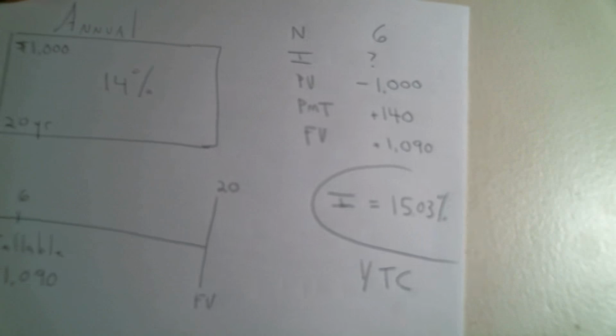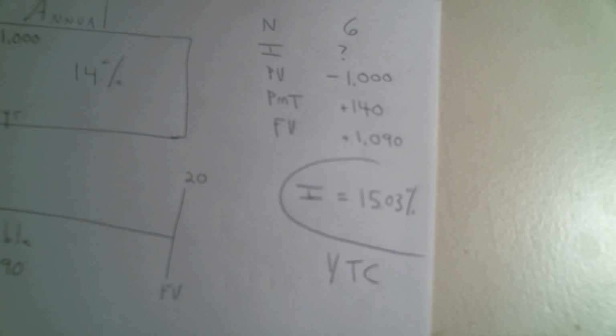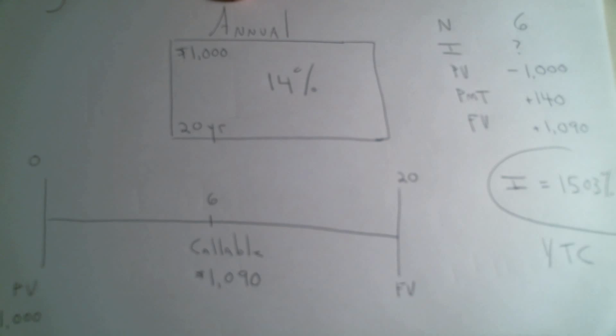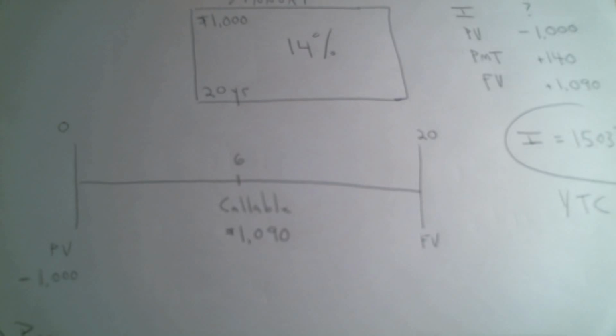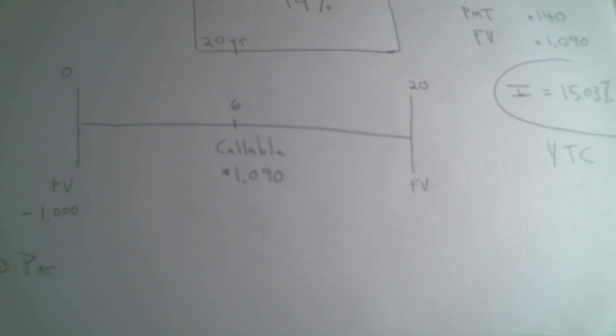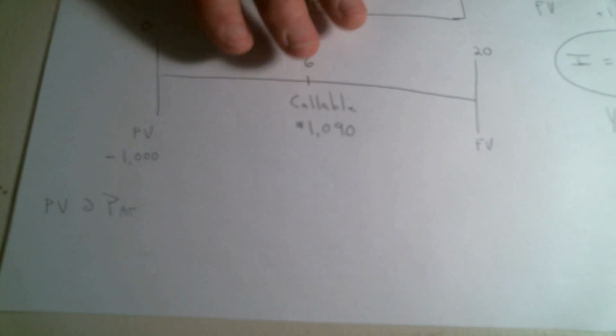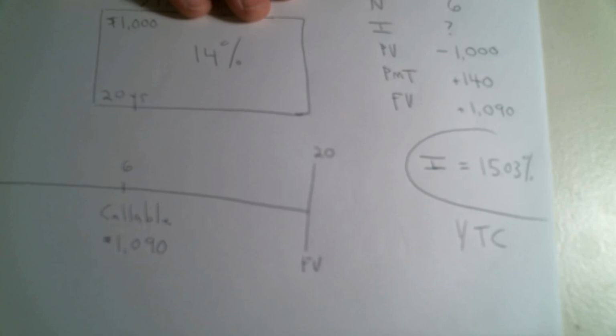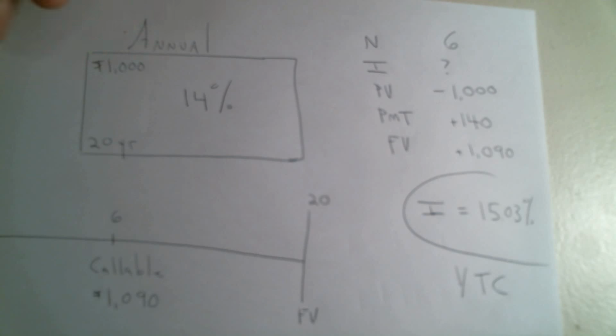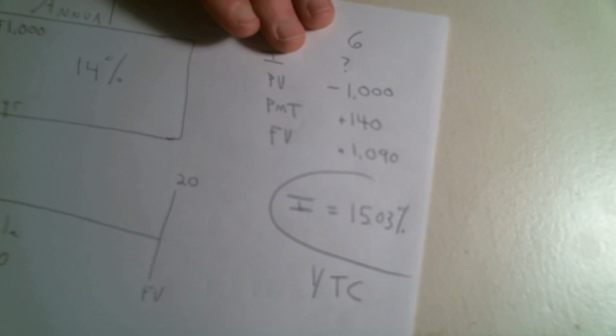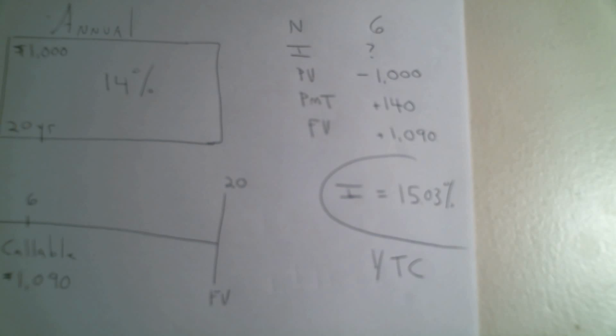And there you have it. Okay, again, 7.8 setup. Here, that's the diagram for the call component. Yield to call is 15.03.